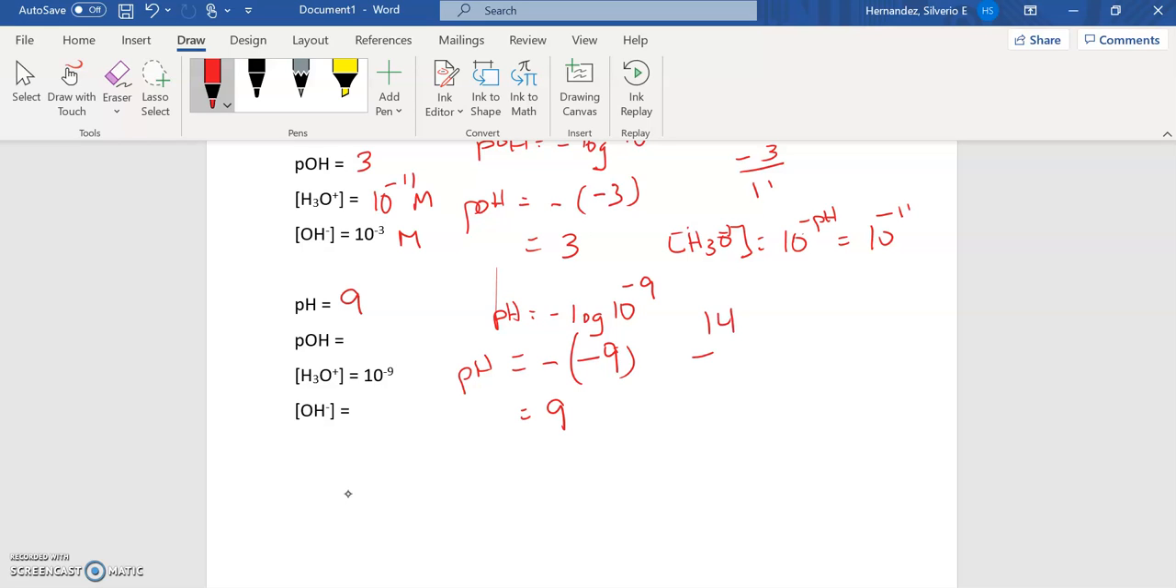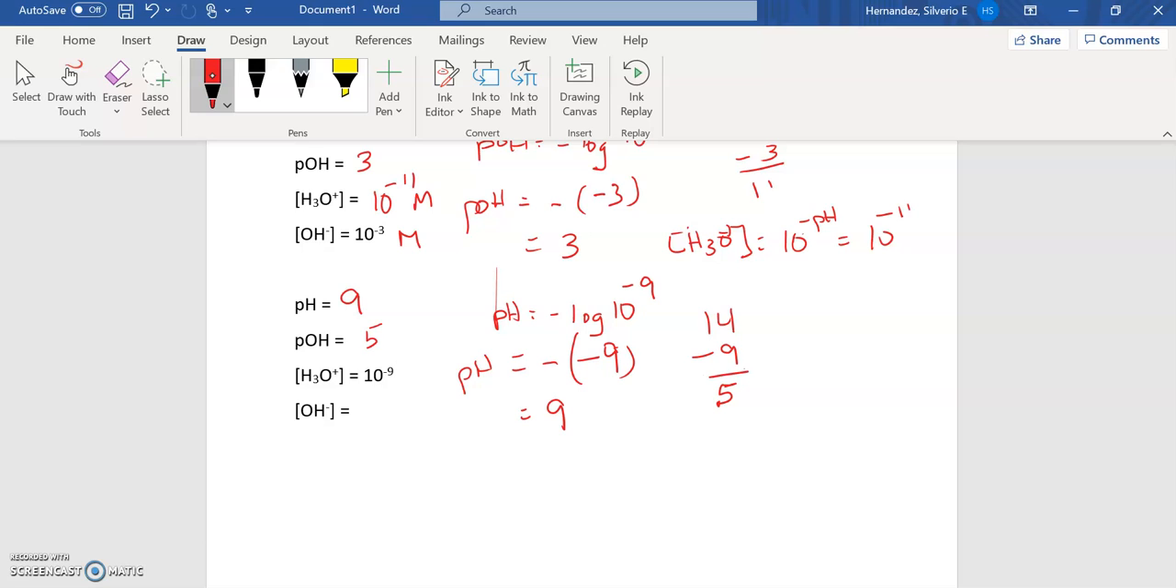Then I'm going to take 14 minus 9. That's going to give me 5. So I'm going to get 5 for the pOH, excuse me. Let me write a better 5 over here. That one looks pretty bad.